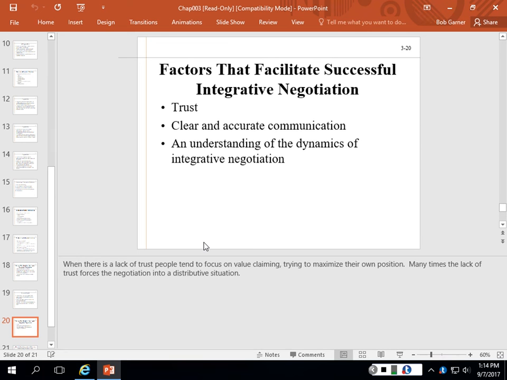And in my notes, when there's a lack of trust, people tend to focus on claiming value. If I don't trust you, then I'm going to go after and try to help myself as best I can, versus trying to maximize both positions. And many times a lack of trust forces a distributive negotiation, because if I don't trust you, I'm not going to share information. If I don't share information, there's no way we can come to a common agreement.